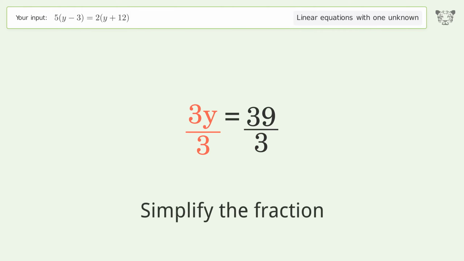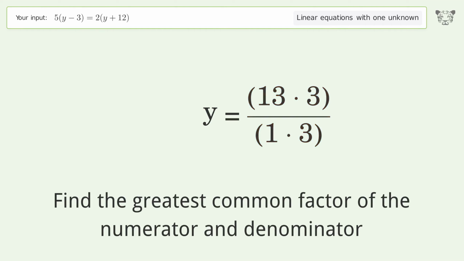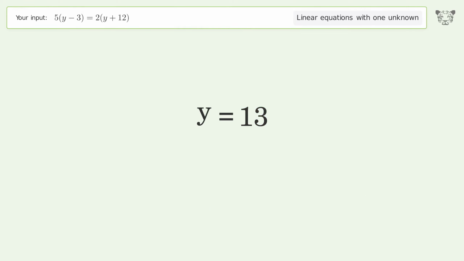Simplify the fraction. Find the greatest common factor of the numerator and denominator. Factor out and cancel the greatest common factor. And so the final result is y=13.